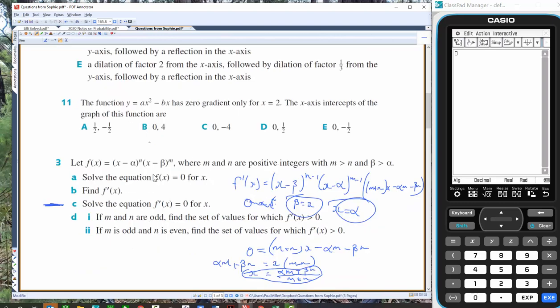All right, so let me just pause this. Okay, so now what I'm going to do is set up a few scenarios. So I'm going to say here in this part D, part 1, if m and n are odd, find the values for which f'(x) is greater than 0, i.e. when it's going to have a positive gradient.